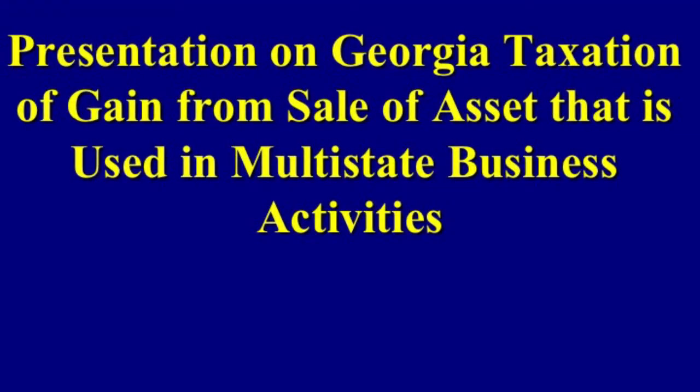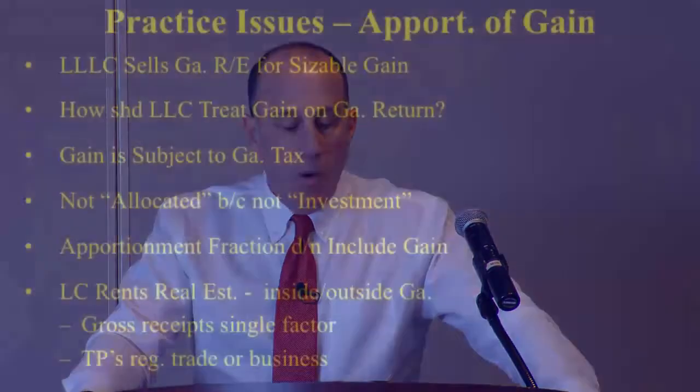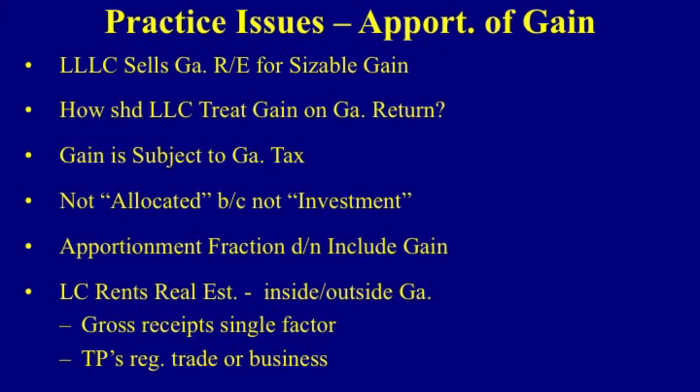My last slide, which is something I dealt with this past year, is apportionment. I haven't dealt with a lot of income tax issues. This is a nice issue because it deals with real estate. So a partnership or LLC, as you see in that first bullet point, rents real estate. So it owns real estate and rents it out.